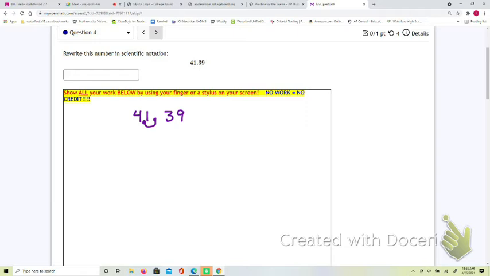Yeah. So in my work area, I'm going to write 4.139 times 10. Now, how many times did I move my decimal? Once. So 10 to the first. 4.139 times 10 to the first. And do you notice that for number 3 and number 4, there's not a lot of work, but the work has to be there. If I don't see the work there, then I can't give you credit. So it's super, super important.